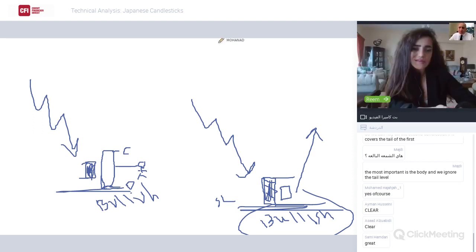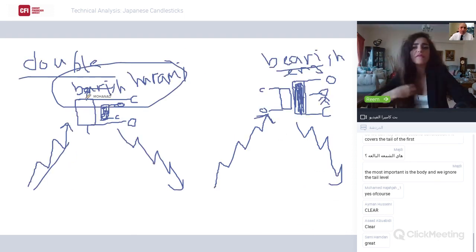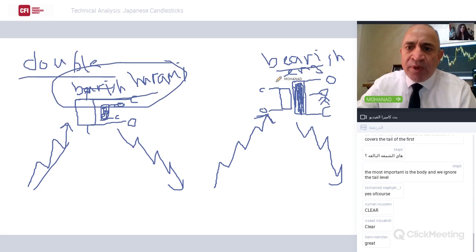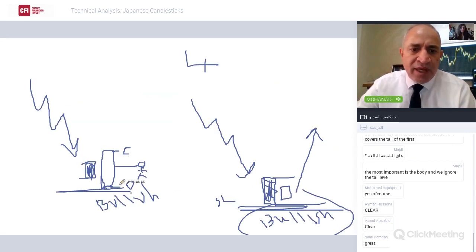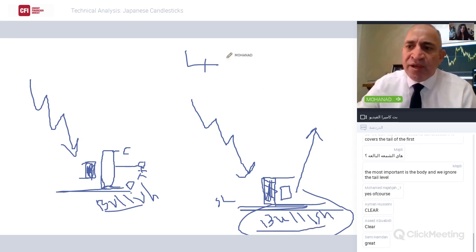So here we come to the end of the two candlestick patterns. We had four types of double candlestick: the bearish harami and bearish engulfing, and the bullish engulfing and the bullish harami. These are the main four types of double candlestick. We should care about them.